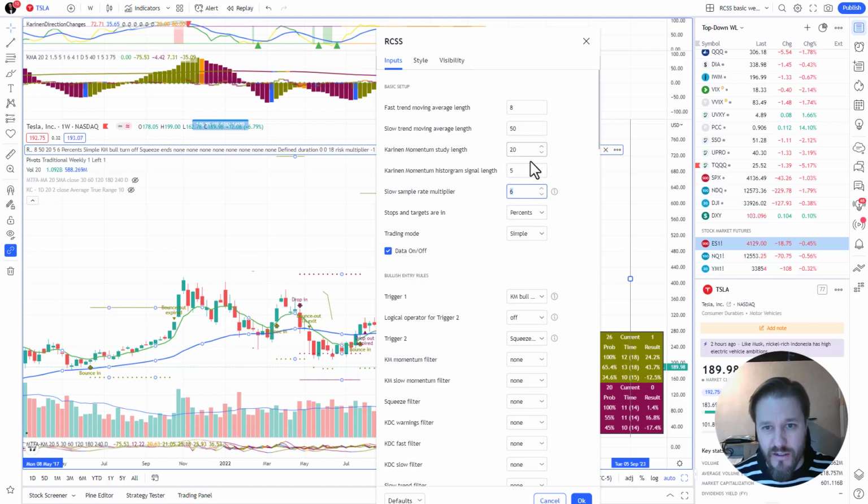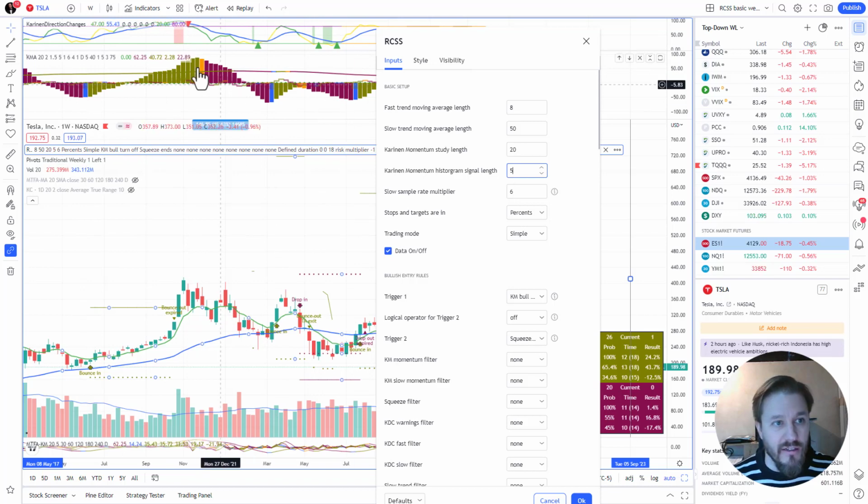basically the slow sample rate, which you should know if you're using this Karinen Momentum. And by the way, if anything of this is unclear, just go and review how the Karinen Momentum works. But the fast sample rate is the histogram here, the bars. The slow sample rate is this line here, and the line is basically 6 times 20. So you would get the same if you would use 120 here and 1 here. So that's just 20 times 6. So you've got a slower line.